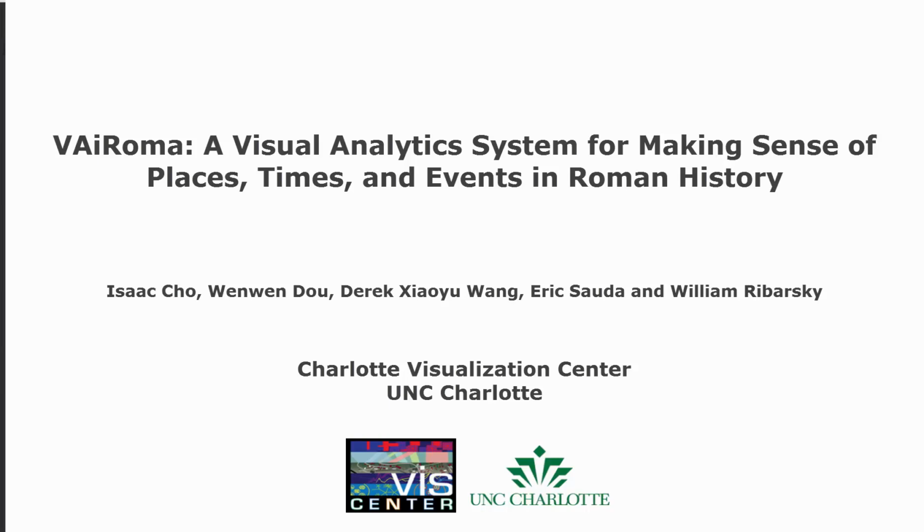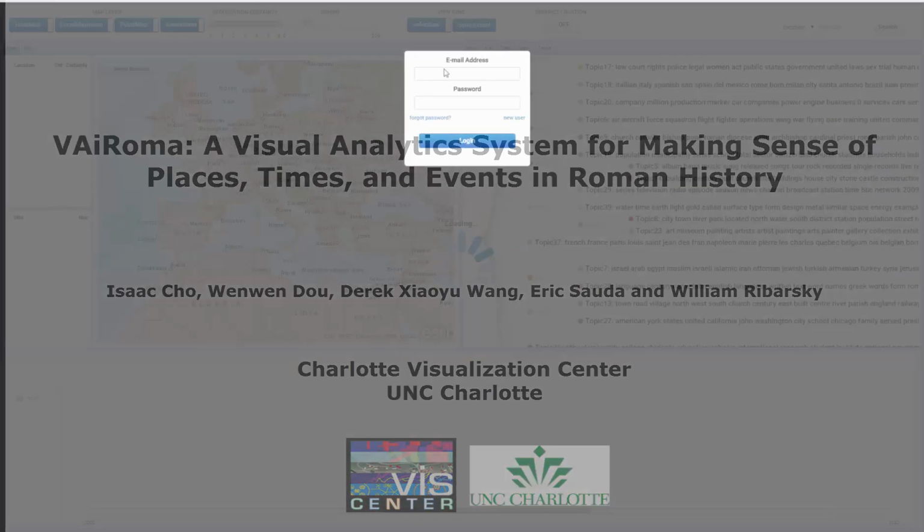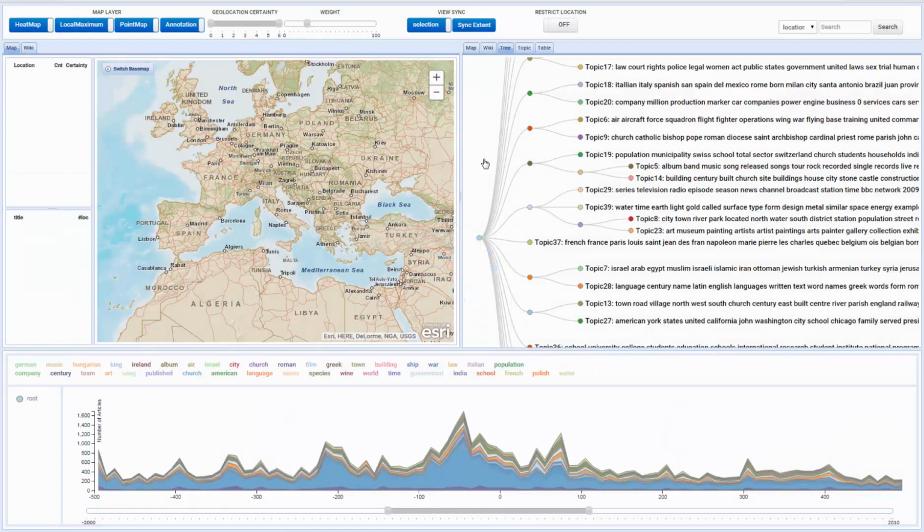In this video, we present VAiRoma, a visual analytics system for making sense of places, times, and events in Roman history. To start the analysis using VAiRoma, a user first needs to log in using a registered email address. After logging in, the user can now see three main views provided by VAiRoma.